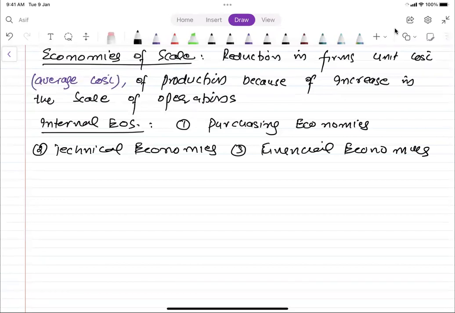Secondly, there is another financial economy they can obtain: if they go to the stock exchange, they can sell their shares and raise finance without any specific cost being involved. Businesses that are growing large can become public limited companies registered on the stock exchange and can raise as much finance as they want without incurring much cost. A little cost is involved, such as paying commission to brokers, for example, but there is not much cost involved in that. Then another economy that we have is managerial economies.